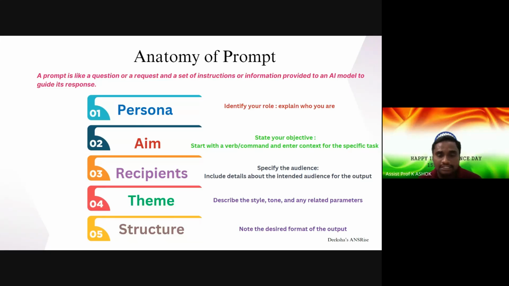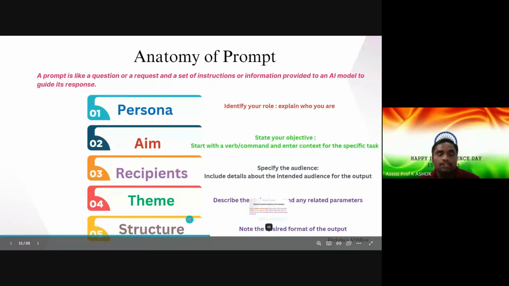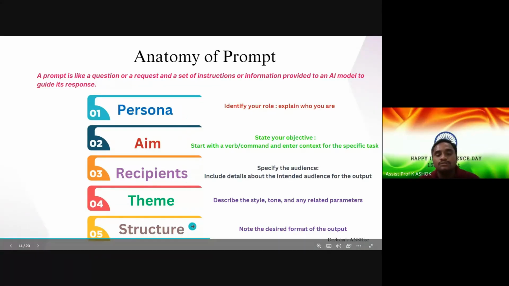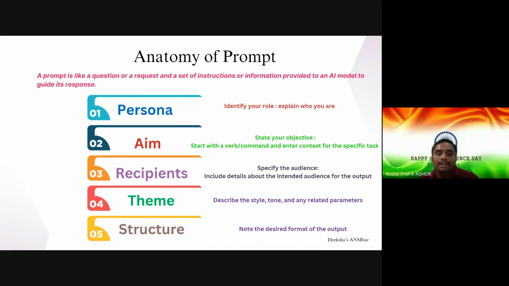Now we will see all these examples so that you can understand. And what is the structure of the output? How should your output come out? So while you are writing the prompt, these 5 parts you have to clearly keep in your mind. Then only it will give you the right answer.